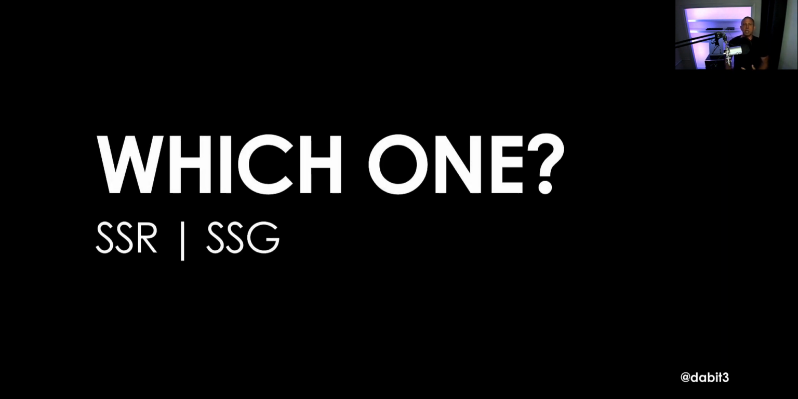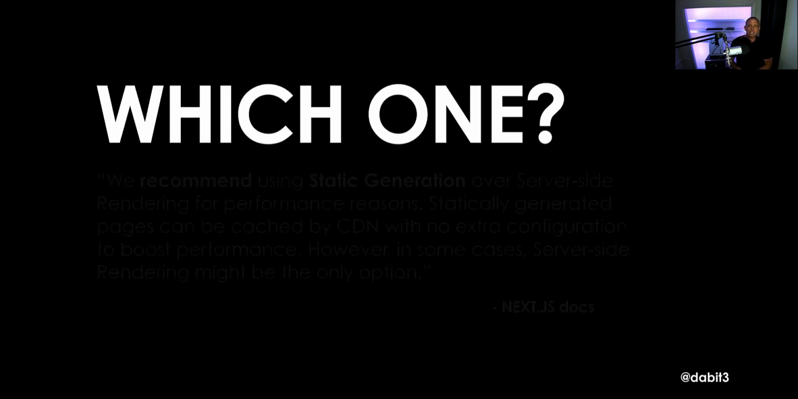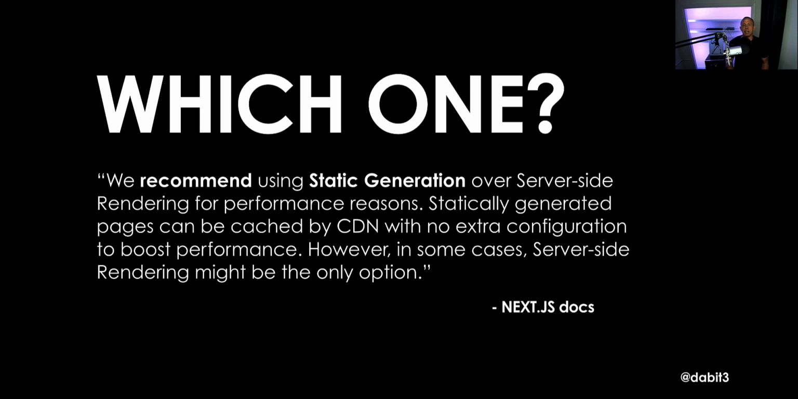So that begs the question, and to me this was the first confusing part when I started learning this: which one should I use? Should I use a server render or a statically generated page? It's a lot easier now when you go to the docs. They actually tell you what they recommend. This is directly from the Next.js docs: We recommend using static generation over server-side rendering for performance reasons. Statically generated pages can be cached by CDN with no extra configuration to boost performance. However, in some cases, server-side rendering might be the only option.